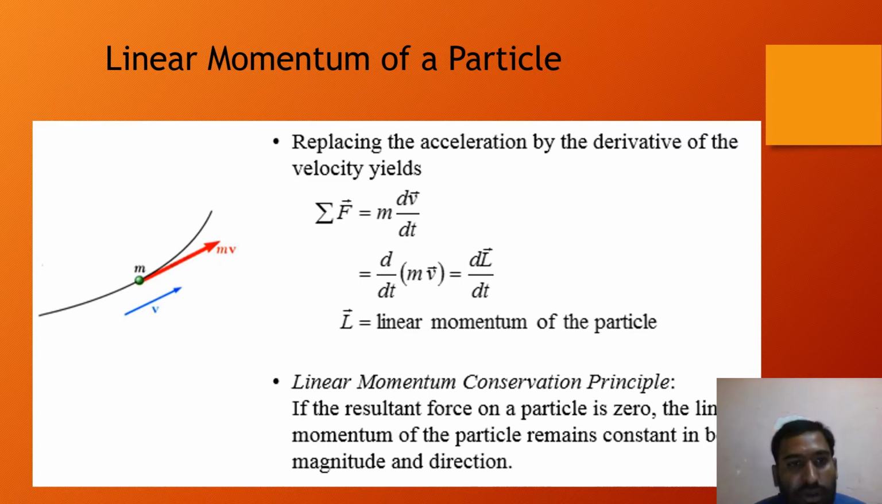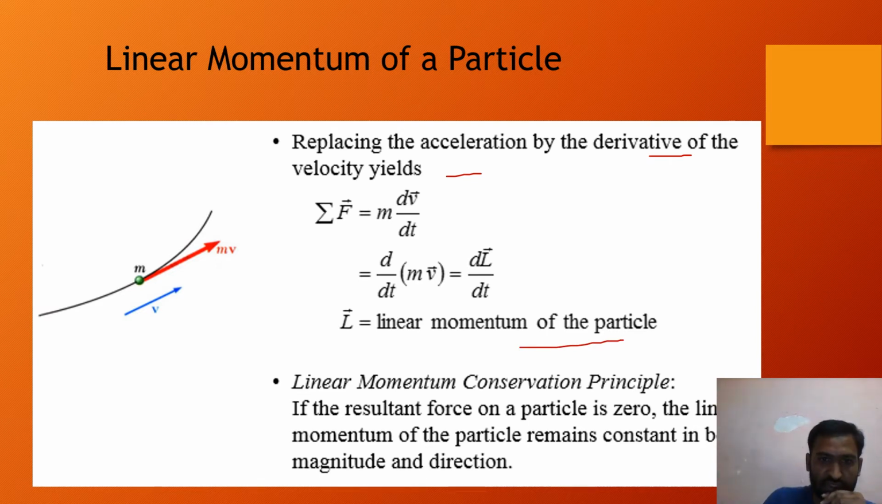Now we will try to cover the linear momentum of a particle. You can see in the figure, mv, that is the mass and the velocity. Replacing the acceleration by the derivative of the velocity yields summation of F equals m dv over dt. When we derive it, we get this equation. Now the question is, what is L? L is the linear momentum of the particle.